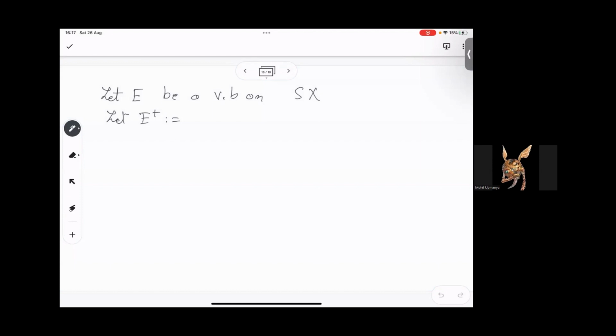So let E plus minus, I'll just do it in one go, be E restricted to C plus minus of X, right? That's how you will define it. And note that both of these are trivial. So at least one part we have it easy.